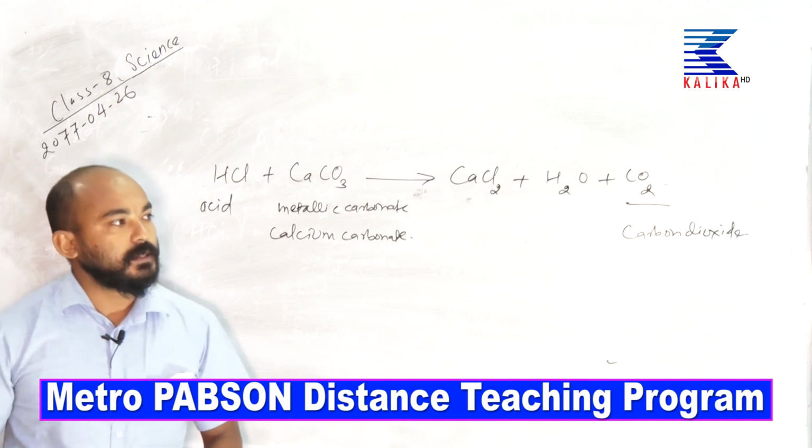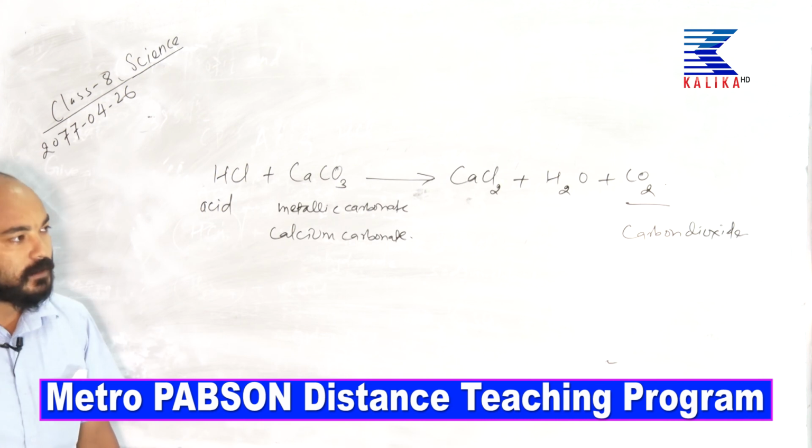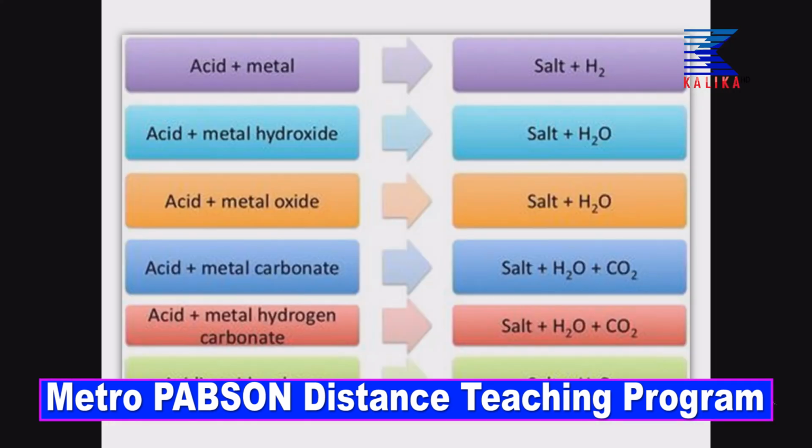And this is the summary of the chemical reactions. Acid plus metal gives salt plus hydrogen. Acid plus metal hydroxide gives salt plus water. Acid plus metal oxide gives salt plus water. Acid plus metal carbonate gives salt plus H2O plus CO2. Acid plus metal hydrogen carbonate, meaning bicarbonate, is similar: salt plus water plus CO2. Acid oxide plus base gives salt and water.